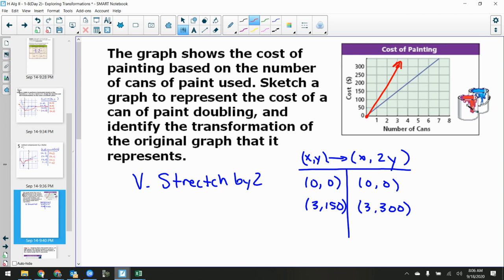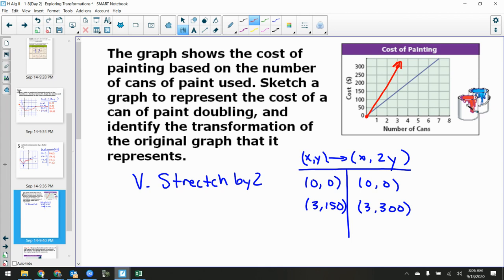But if I just looked at the graph, can I tell apart a horizontal compression from a vertical stretch? No, I can't. I know better because I know the context of the problem. I know I wanted the cost to double. Cost was the dependent variable, the Y value. So I'm stretching out the Y values, right?